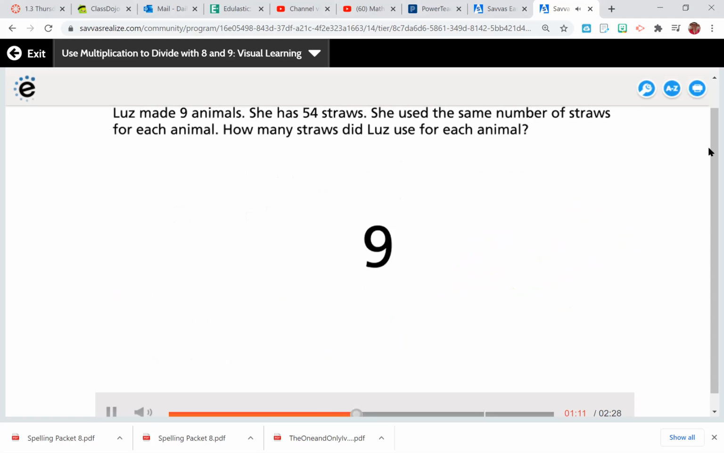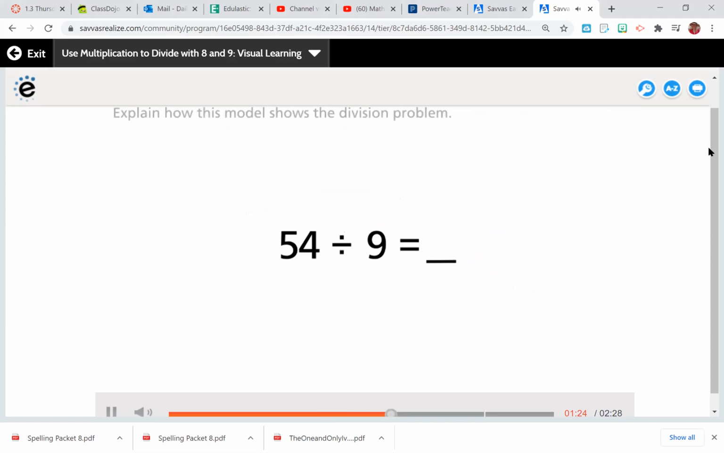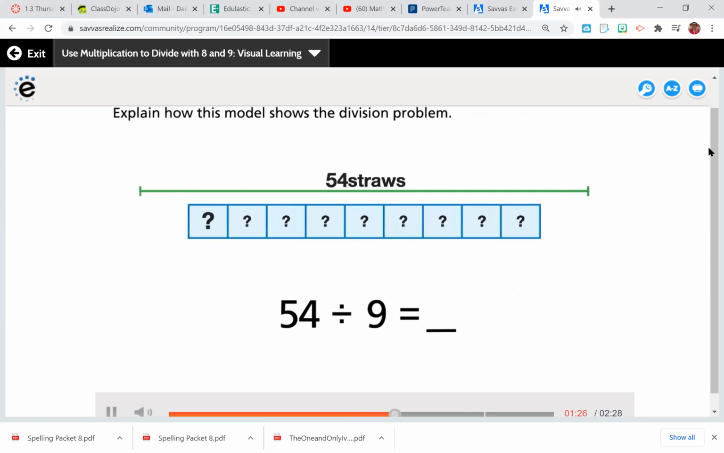Luz made 9 animals. She has 54 straws. She used the same number of straws for each animal. How many straws did Luz use for each animal? Explain how this model shows the division problem. You can see that we divided 54 into 9 different groups.